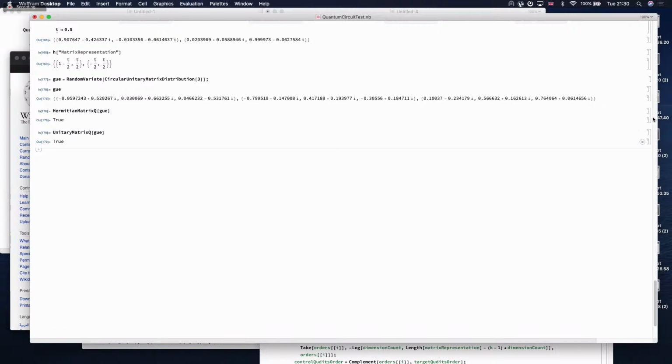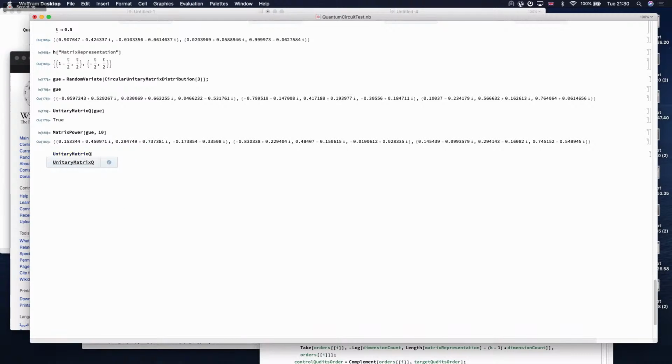There we go. Okay, terrific. All right, we got a friendly unitary matrix. Let's take a high power of that unitary matrix. Well, yes, it's going to stay a unitary matrix.